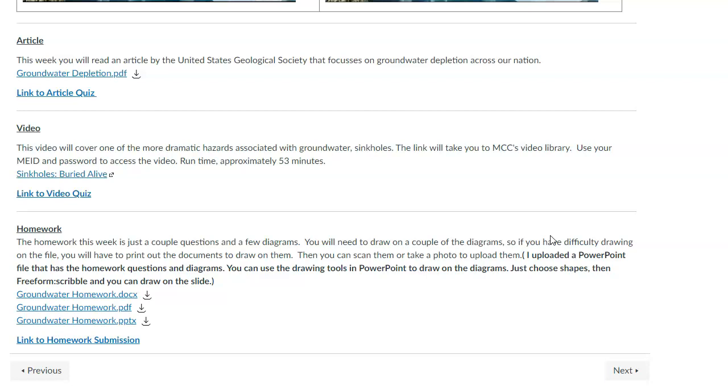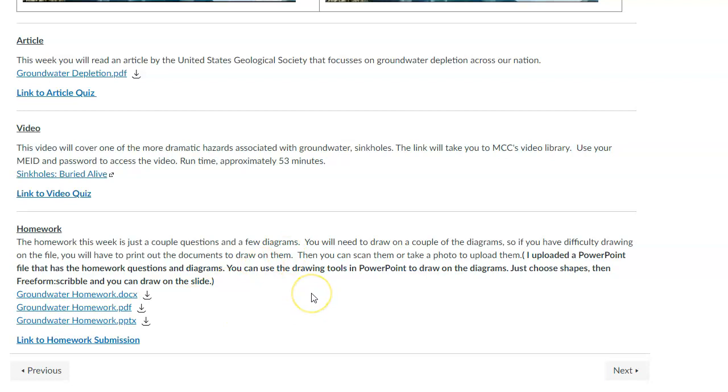But the limestones will actually dissolve over long periods of time as groundwater moves through them, and they can form cave systems. So we have some of those, right? Carlsbad, things like that. So there are cave systems in places where there's lots of limestone. Some of those cave systems are close to the surface, and they can collapse over time for a variety of reasons. So the video is going to talk a little bit about that. So you can watch that and then take the quiz over that.